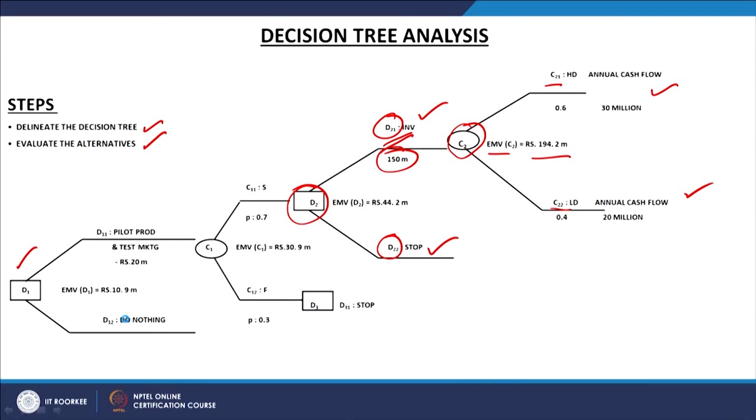Now, to understand this technique well, and how this tree has been drawn and how these values have been calculated, we will do it ourselves here. Then we will find out how, by using the concept of decision tree, we can analyze the risk associated with the project and take the decision whether to go for this investment or not, right.